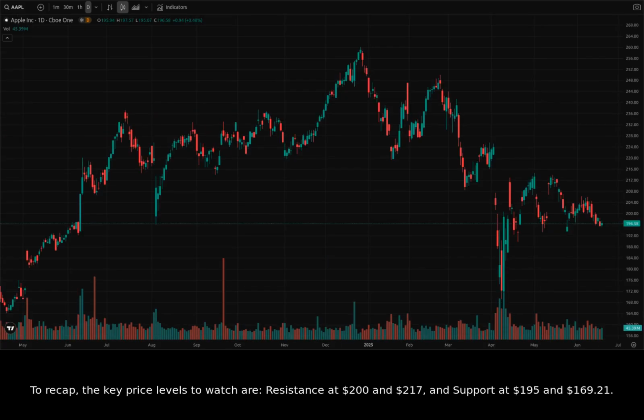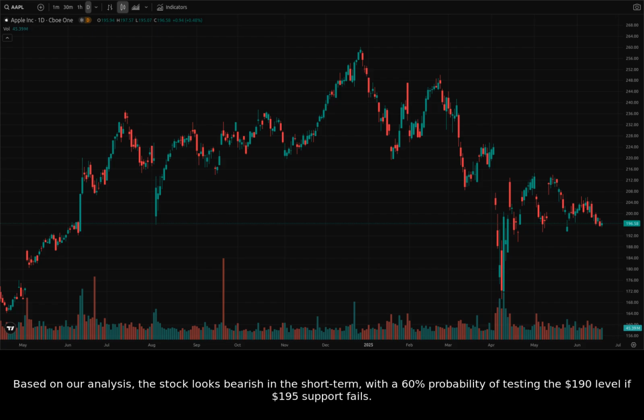To recap, the key price levels to watch are resistance at $200 and $217, and support at $195 and $169.21. Based on our analysis, the stock looks bearish in the short term, with a 60% probability of testing the $190 level if $195 support fails.